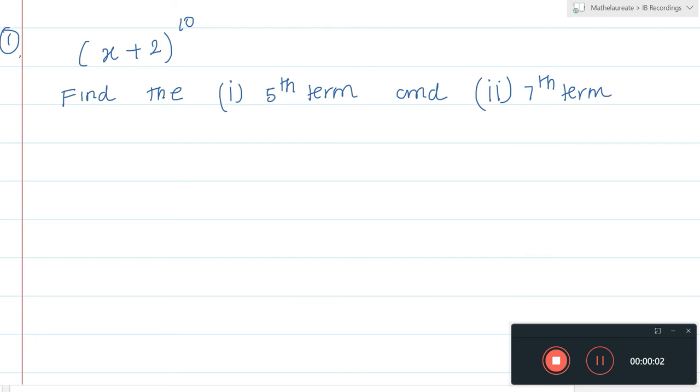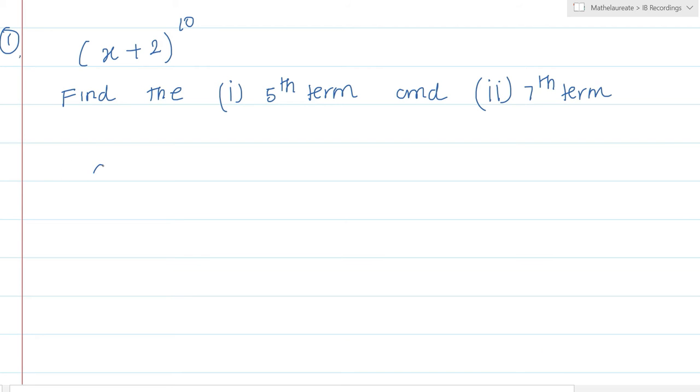In this lesson, let us focus on how to find a specific term in a binomial expansion. Look at this question. In the expansion of (x + 2) to the power of 10, you are going to find the fifth term and the seventh term. If we expand the expression (x + 2) to the power 10, there are 11 terms.